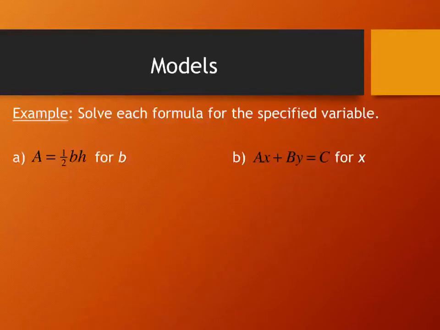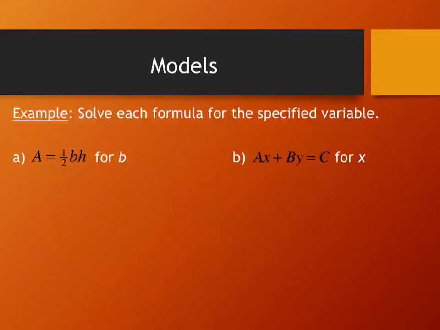So as we're taking a look at the first one on part A, does anybody know what that equation is? A equals 1/2 BH? The area of a triangle. Right, good. It's the area of a triangle. So this is an area of a triangle formula.